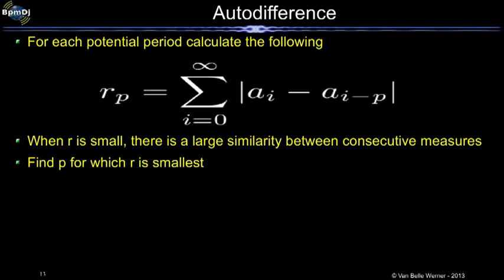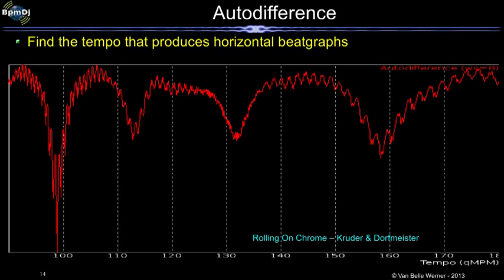Mathematically, this can be written down very concisely as an autodifference value. In this equation, A refers to the audio stream and is indexed with time. R_P tells us how horizontal the beat graph is, if we would draw it under the assumption that each bar is P samples long. P is thus the length of one bar. The only thing we need to do now is to scan all possible tempos and find a P for which R_P is minimal. This plot is the autodifference plot for Rolling on Chrome.